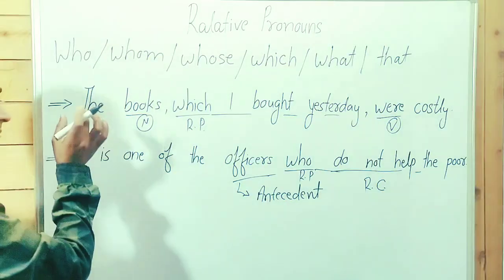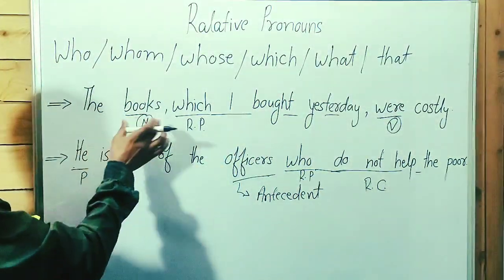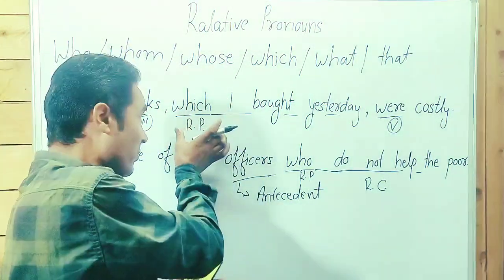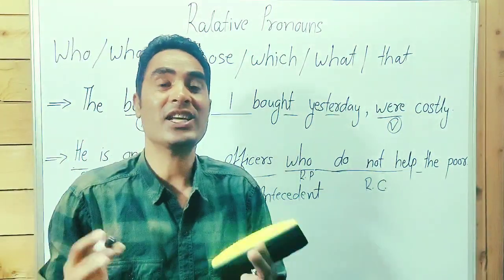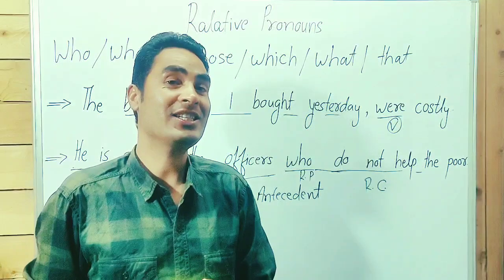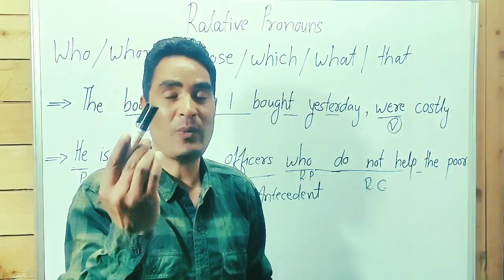Here, in "The books which I bought yesterday were costly," which is a relative pronoun. In "Which is your book?" which is an interrogative pronoun, used to ask a question. Which is your book? Which is your pen?